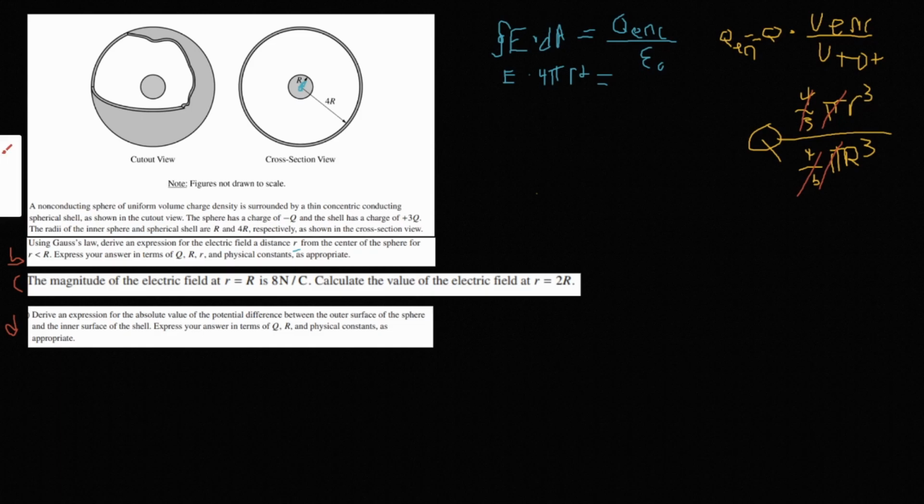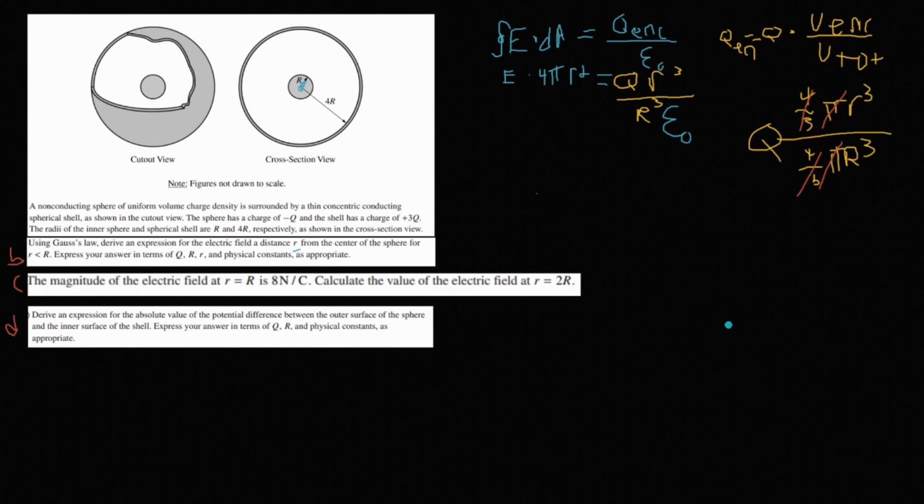So we're going to go over here and write that. So it's going to be Q times little r cubed over big R cubed times epsilon naught. Alright, I think there's an epsilon naught. I'm not sure. I'm just going to leave that in there.